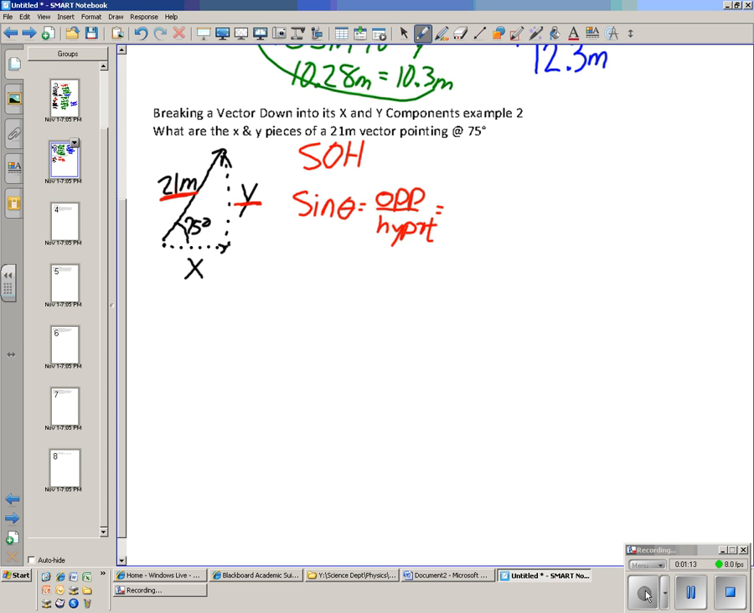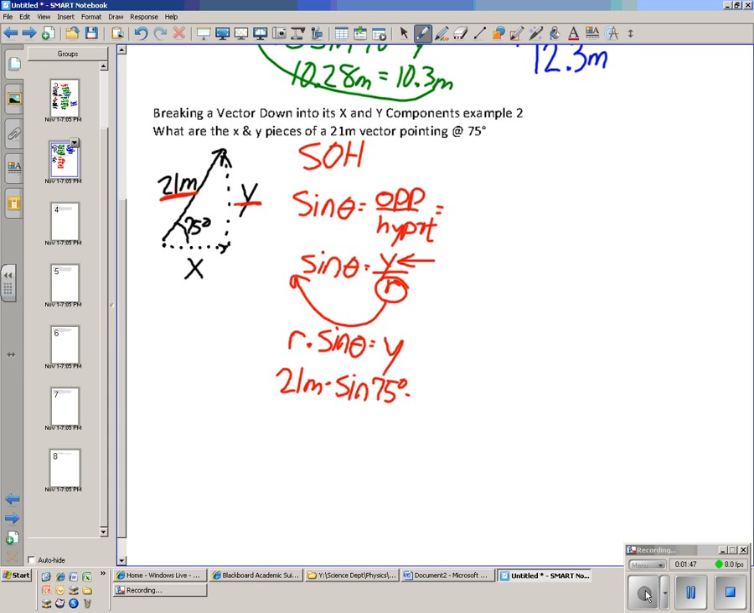Now, in physics terminology, we're just going to be saying sine of theta equals y over r. So if we're solving for the y, that means all we have to do is bring up the r here. So r times sine theta equals y. Plugging in my actual values, I have 21 meters times sine of 75 degrees.